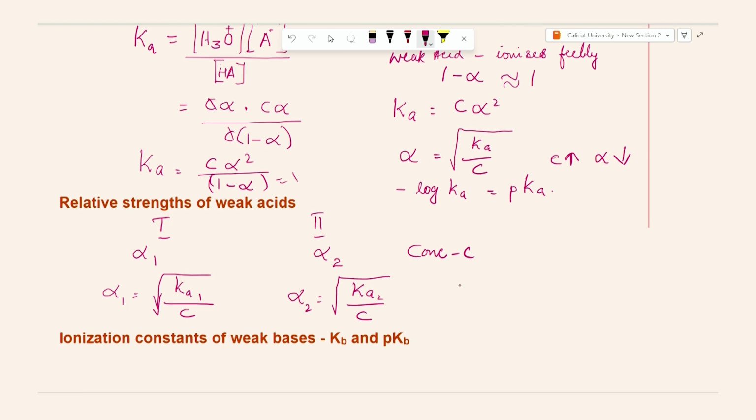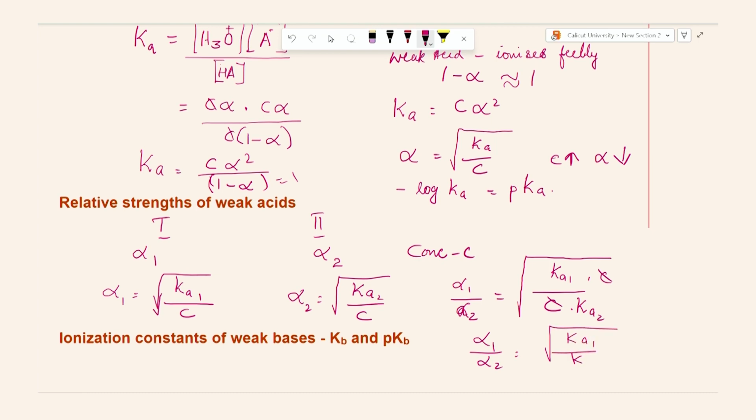Now, I am going to compare that alpha 1 by alpha 2 is equal to square root of Ka 1 by C, that is the first case, divided by Ka 2 by C. So, C and C get cancelled and the value will be alpha 1 by alpha 2 is equal to square root of Ka 1 by Ka 2.